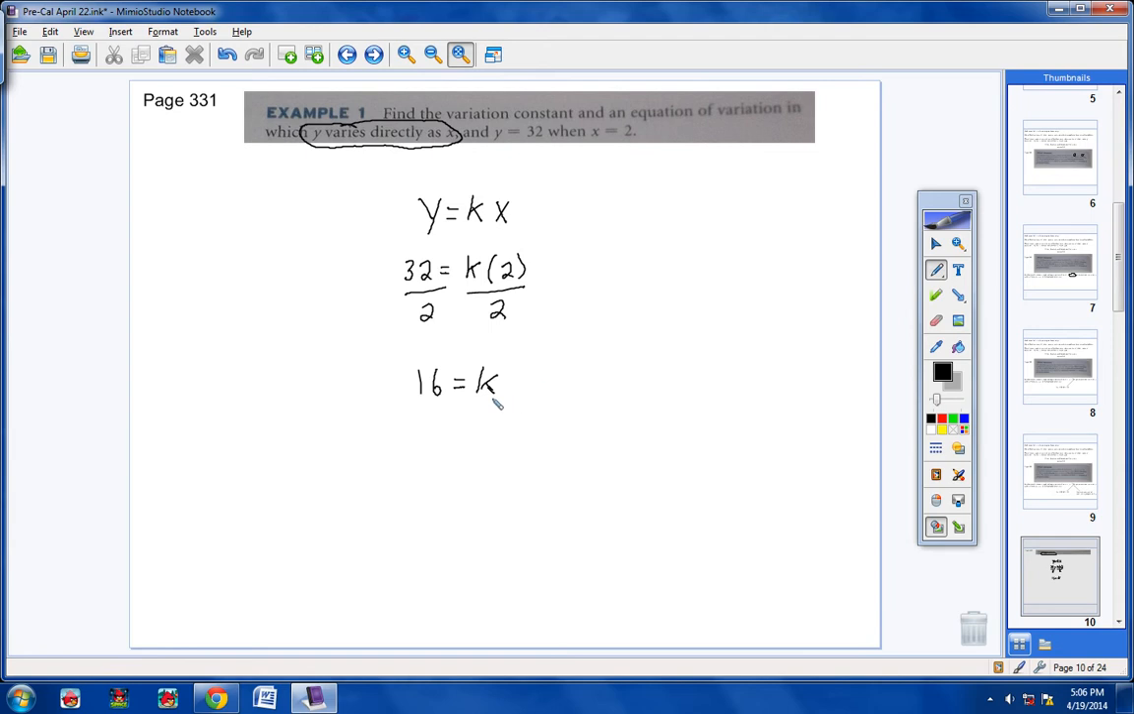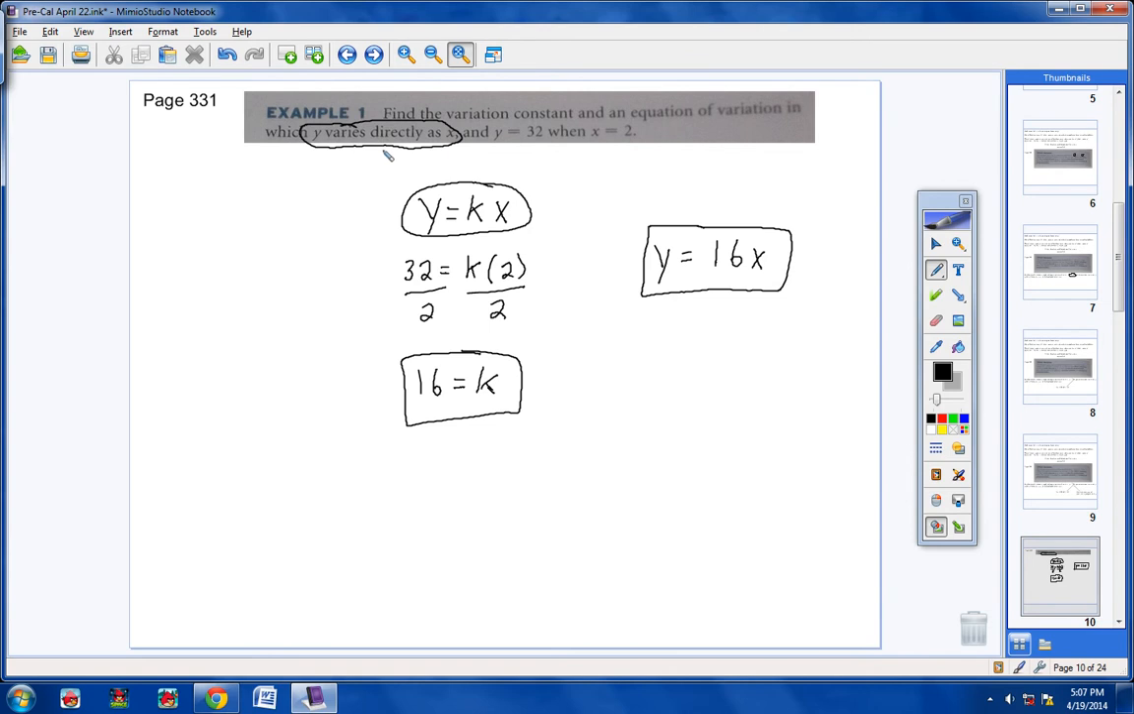So first of all, I found my k. It equals 16. And now to write my equation of variation, I simply write y equals, and instead of putting k, I'm going to put 16, and then I'll put an x. So this is your variation constant, and this is your direct variation equation. Guys, it's that easy. Just understand that you're using this model whenever it says we have direct variation. Okay? Let's try another one.